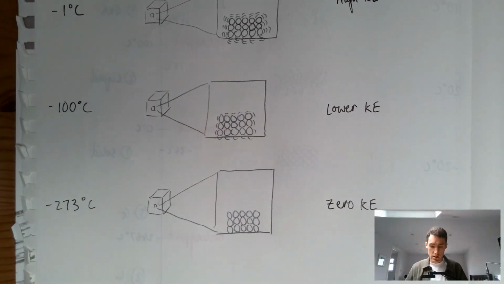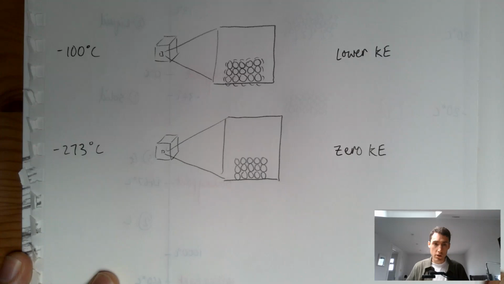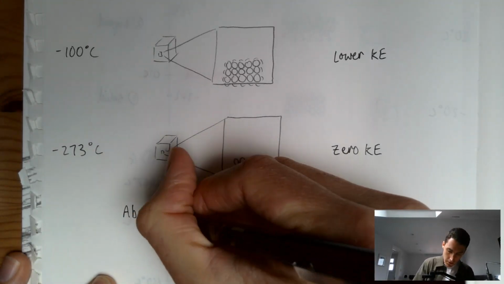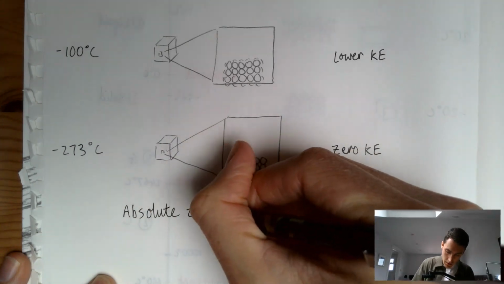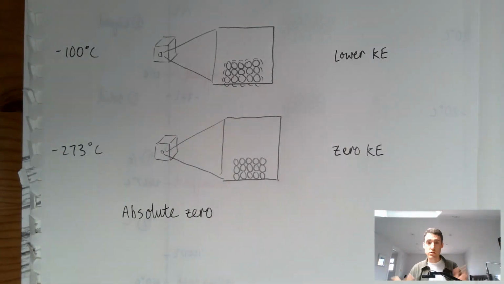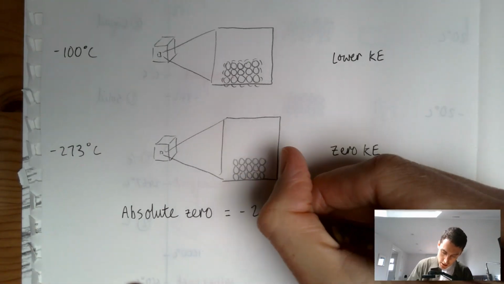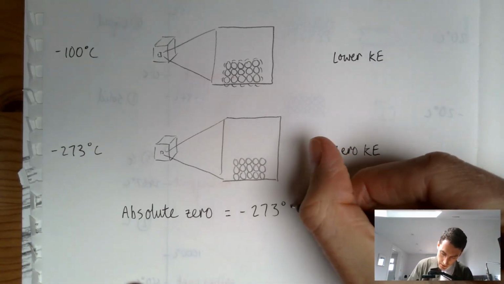And at this point, I want to tell students that we call that temperature absolute 0. And that is the temperature at which particles in a substance have 0 kinetic energy. So I'm going to put that as equal to minus 273 degrees C.